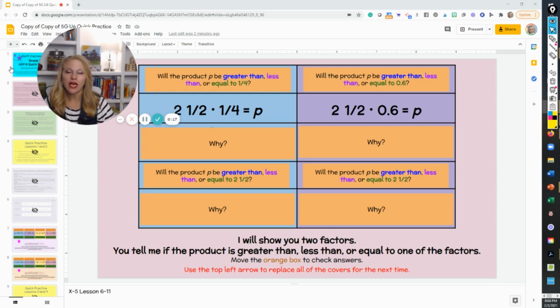When we multiply with fractions, or a fraction of a whole number, or a fraction of a fraction, or mixed numbers and mixed numbers, what can we predict about our answers? So we're going to talk about all of those in these quick practices and bring them to rehearsal so that students can build procedural fluency with them.